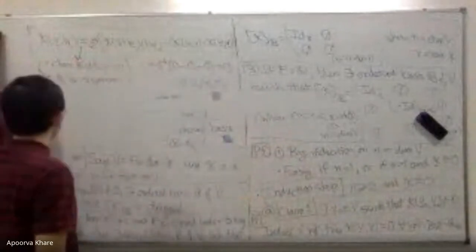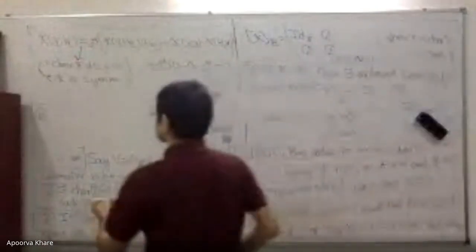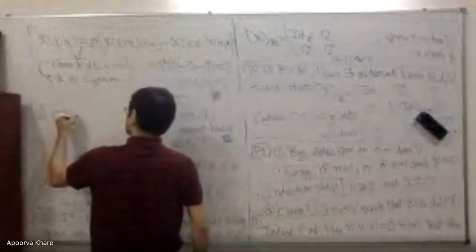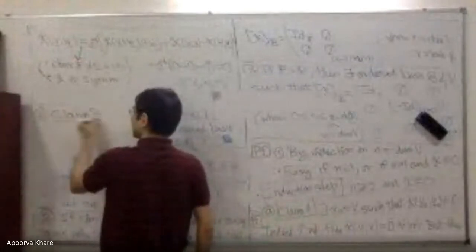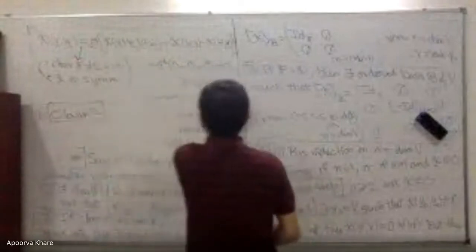Now I write down claim 2. I need better pens. They all start very nicely and then they fade away very quickly. Anyway. Where is it?